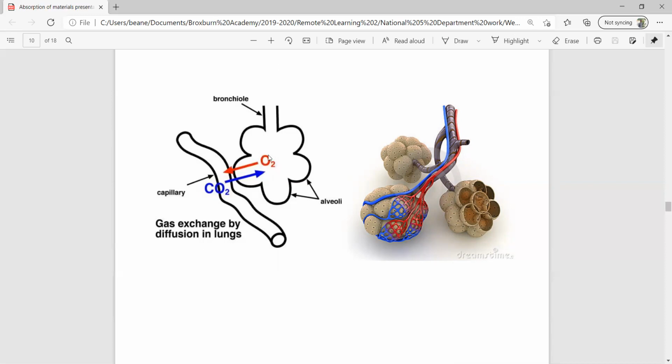And the other reason why alveoli are so good at their job is because they have got a good blood supply. It isn't as simple as this diagram shows, just one blood capillary. You can see it better here. There is a huge number of capillaries contacting the alveolus. So a good blood supply, thin-walled, one cell thick, and we've got this large surface area because there are so many of these alveoli within the lungs.